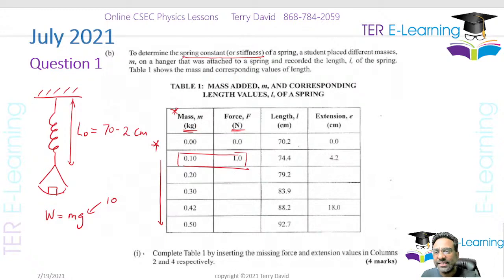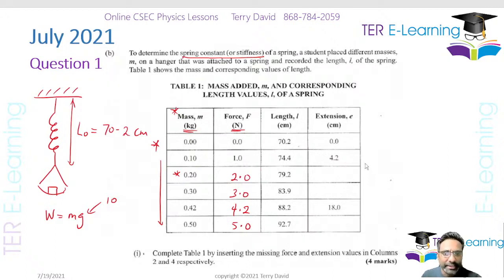So for every single one of those readings here that they've given us, every single one of those masses, we need to convert that by multiplying by 10. So this here is going to be 2.0, right? Because you're taking 0.2 and multiplying by 10. The next one here is going to be 3.0. This next one here is going to be 4.2. And this next one here is going to be 5.0, right?